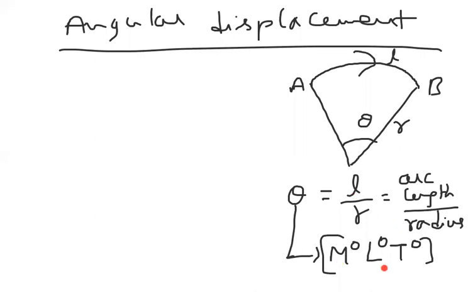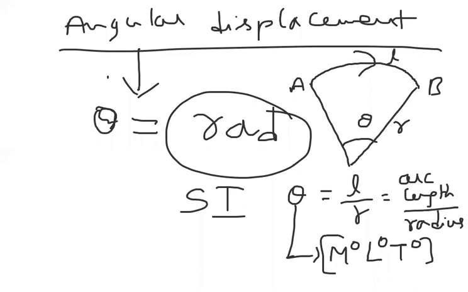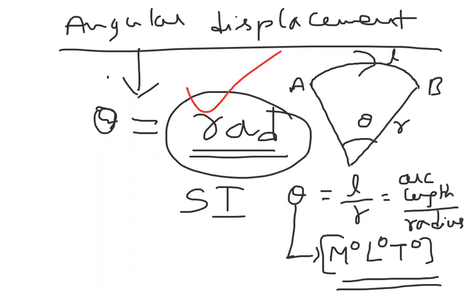But this is a special quantity. This theta, this angular displacement, is a special quantity which doesn't have dimensions, but it has units. What are its units? Radian. Radian is the SI unit. Rad is the symbol for radian. So this is a special quantity which has units but no dimensions.